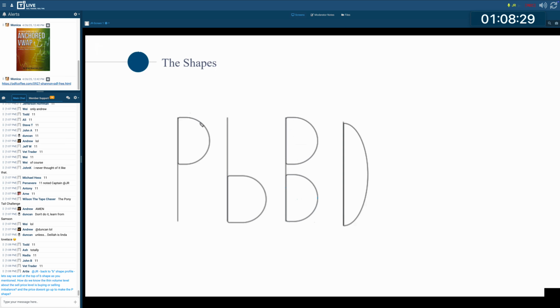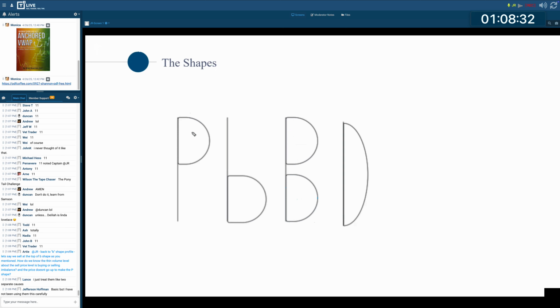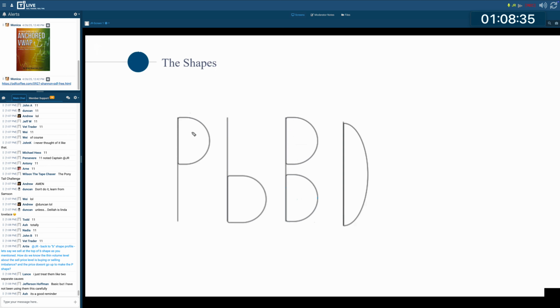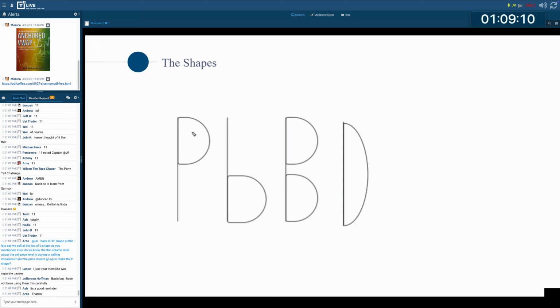All right. Artie says, back to the B-shaped profile. Let's say we sell the top of a B shape, as mentioned. How do you know the thin volume level above the sell price level is buying or selling in balance, and the price doesn't go up to make the P shape? That is contextual, Artie. So you're looking at volume delta, you're looking at bids and offers, and you're looking at structure and patterns. We're going to see some examples of that. I just treat them as two separate causes.